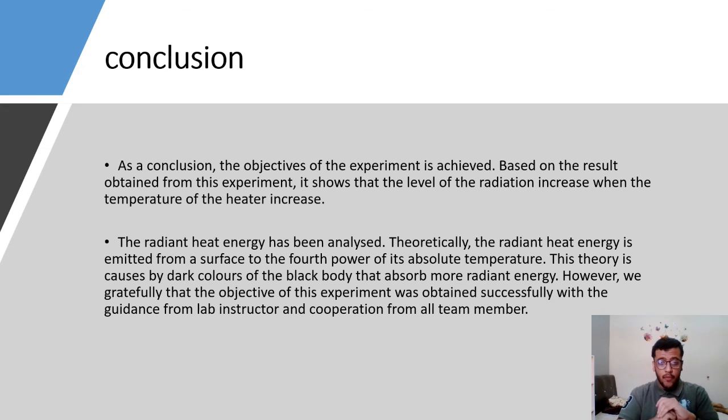And now for the last part of our presentation, which is the conclusion. The objective of this experiment is achieved based on the results obtained. It shows that the level of radiation increases when the temperature of the heater increases. The radiant heat energy has been analyzed theoretically, and it is emitted from a surface in proportion to the fourth power of its absolute temperature. This is because the dark color of the black body absorbs more radiant energy. We are grateful that our objective is achieved in this experiment, and we have done it successfully with the guidance of our lab instructor and the cooperation of all team members.